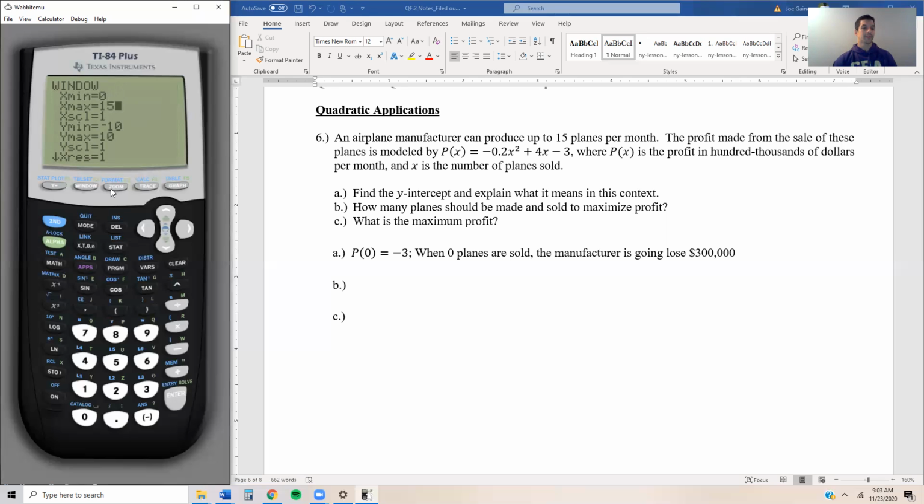Now what I can do with this is I can hit the zoom key and go down to zoom 0, which is zoom fit. What this is going to do is draw a graph for me based on the x values that I set up. So here's our graph. If we're going to do this graphically, our graph is our work. So we're going to go ahead and sketch a graph.